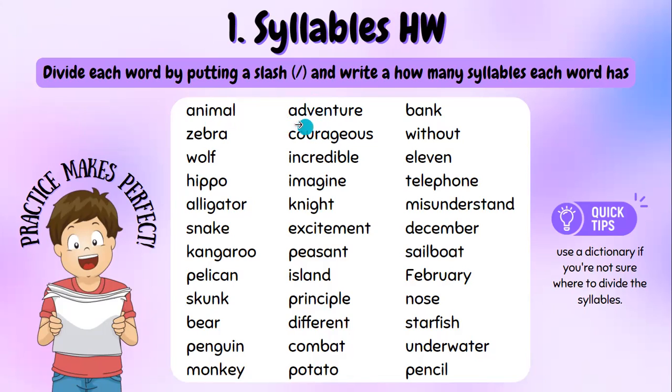So the first syllable is ad, A-D. Now we need to split between the syllable starting with V and the next syllable, because there's 3 syllables. Here we also see 2 consonants in between 2 vowels. So then we split the 2 consonants, which are N and T. So the syllables are ad, ven, and ture.